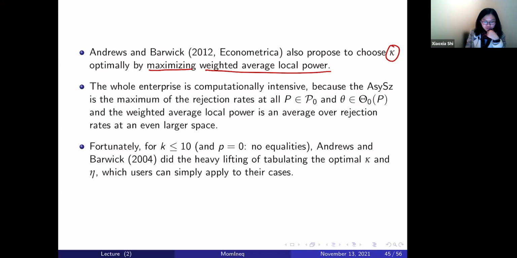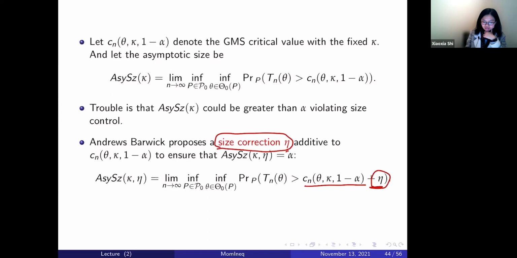This whole enterprise is computationally very intensive, because in order to come up with the size correction constant, you need to have a good idea of what the asymptotic size is for each given kappa. And what is asymptotic size? Or what is the size of the test? That is the maximum rejection probability over all the values of theta in the parameter space, right? Sorry, in the identified set, I'm sorry, in the identified set.